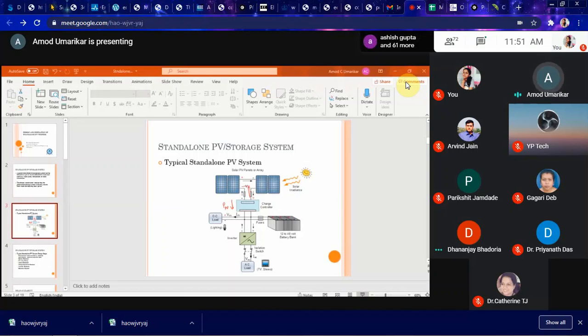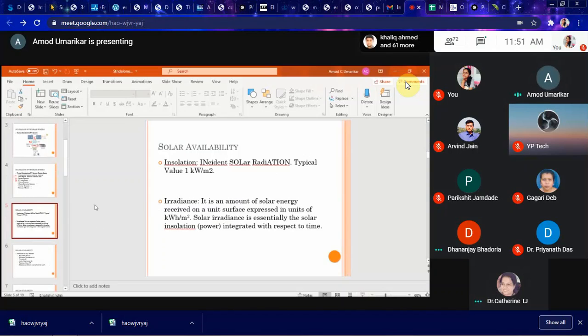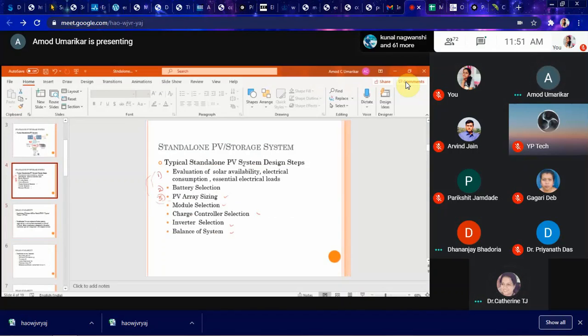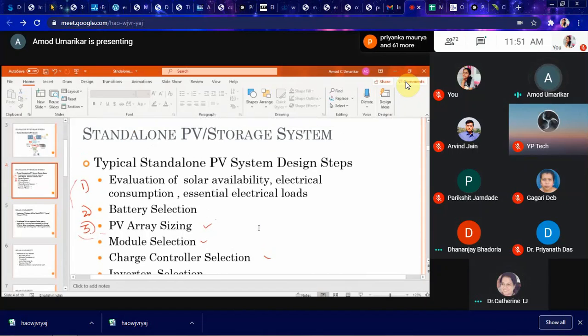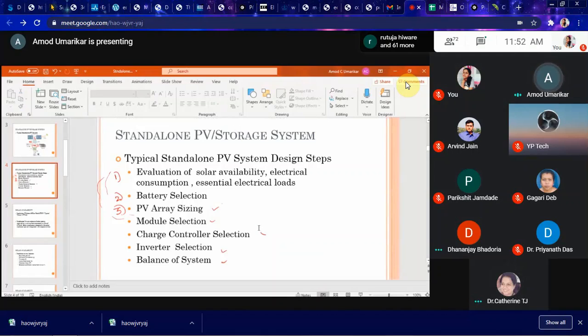Are you seeing the moving slides? This slide you are seeing or not? Solar availability. No, sir. We are still in the third slide. I don't know why the problem is coming. Now you can see. Yes, sir. Standalone PV storage. I'll keep this only. Now you can see the slide zoom. Slide 4. Yeah, zoomed. Then at least instead of full screen, I will do it zoom only.